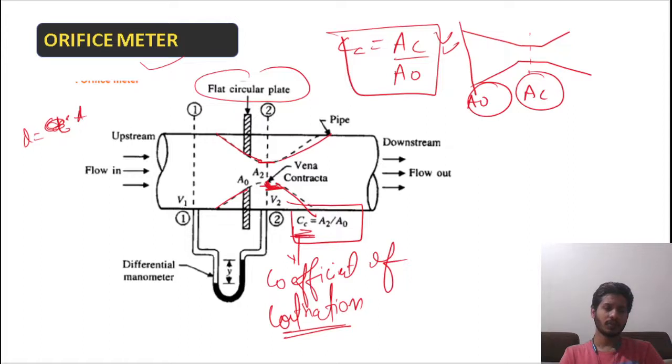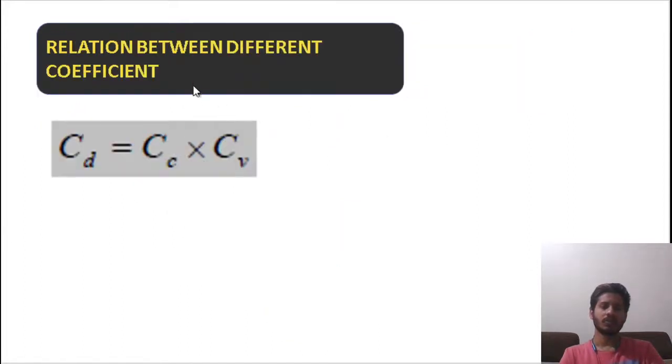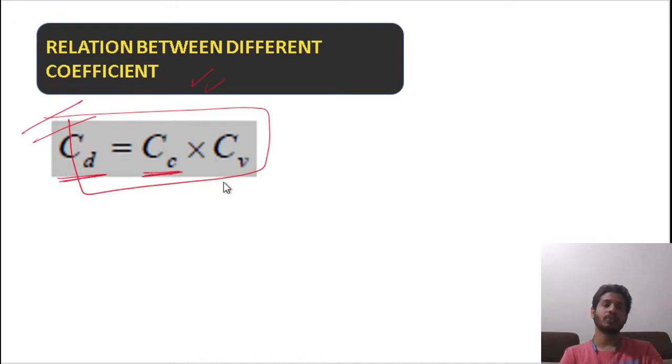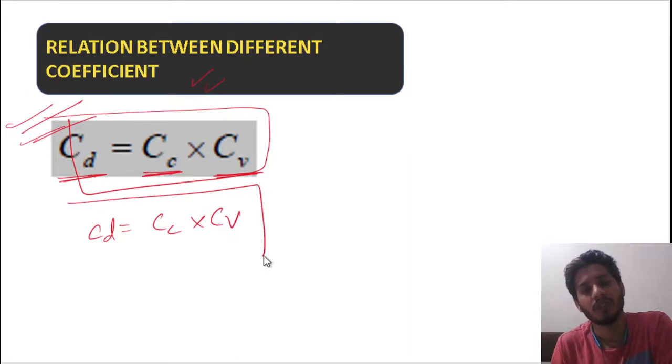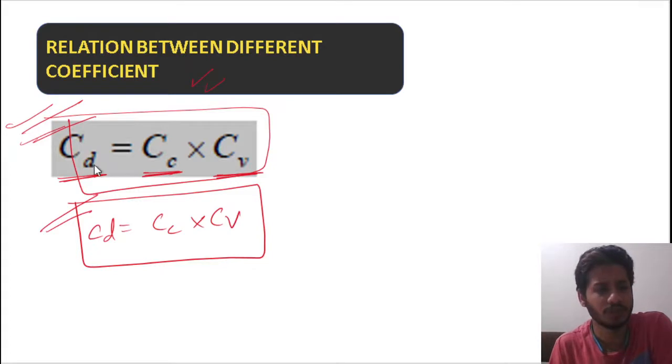Then we have one small topic. This is the relation between different coefficients. CD is equal to CC into CV. Remember, this is important. CD is coefficient of discharge, CC is coefficient of contraction, CV is coefficient of velocity. So remember this: coefficient of discharge, CD is equal to CC into CV. This is also used in the numerical portion.